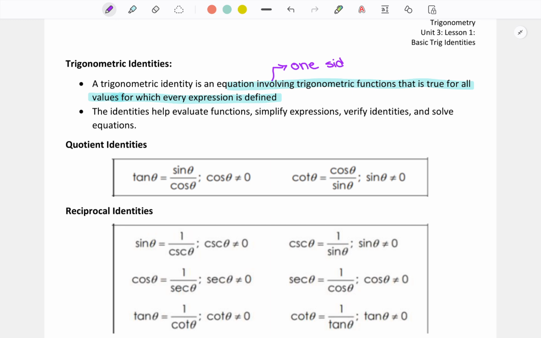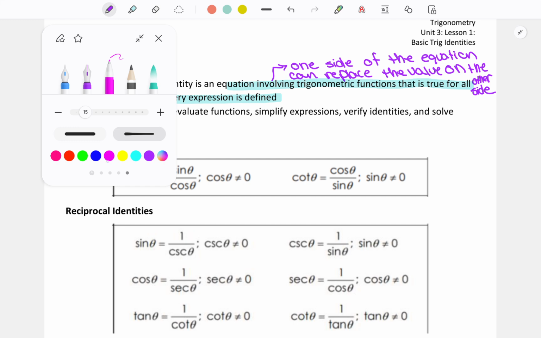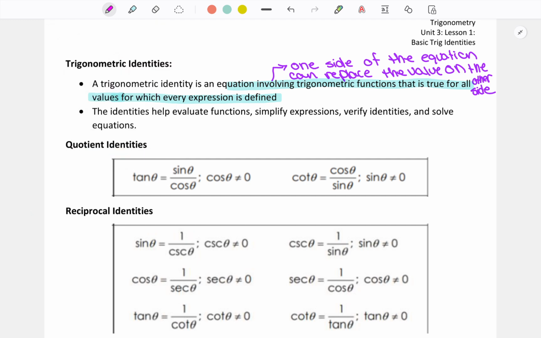And so this means that one side of the equation can replace the value on the other side. So you can use identities to help evaluate functions, to simplify expressions, to verify identities. It has a lot of uses. And we will even be solving equations here before long as well.